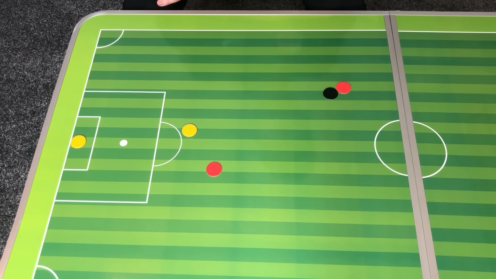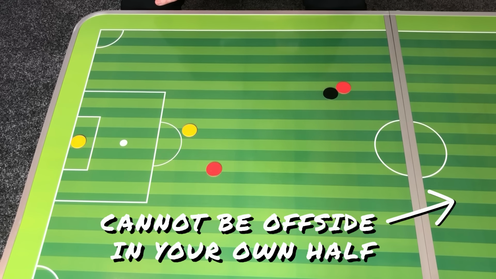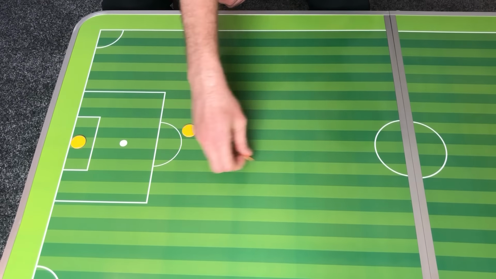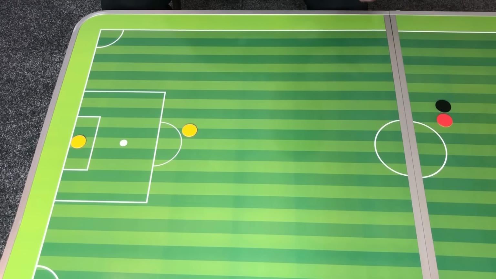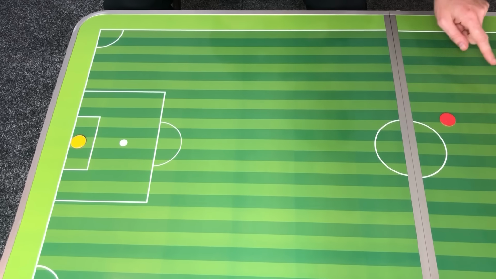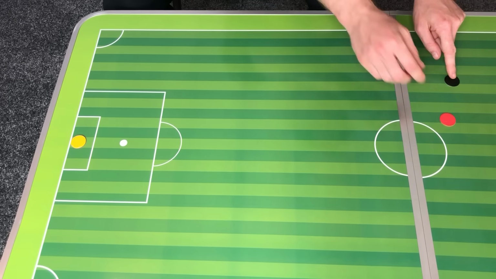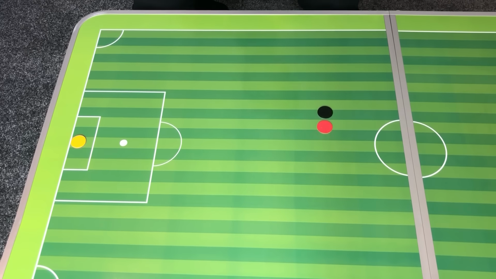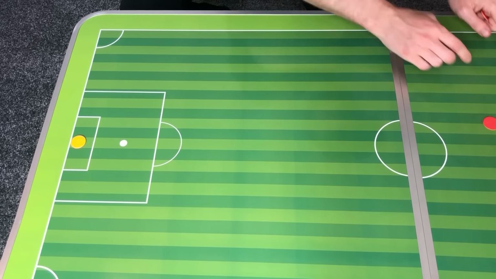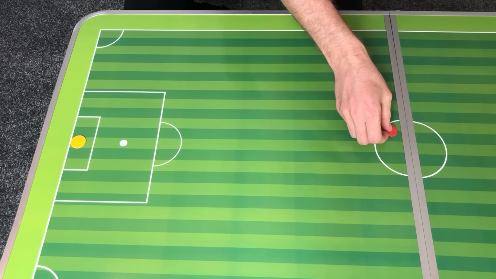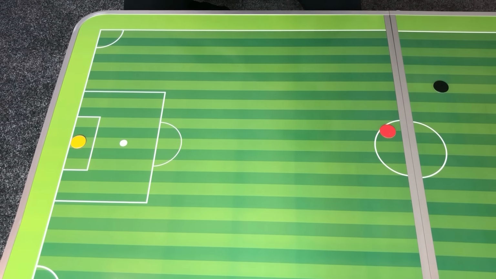So, the next basic of the offside rule is that you cannot be offside in your own half. So, if a player receives the ball inside his own half, he cannot be offside. If he receives that ball in the attacking half, as long as he was in his own half when the ball was released, then he can still receive the ball in the attacking half and be onside. However, if we were to have the exact same scenario, but this player crosses the halfway line before the ball is played, then he would be offside.